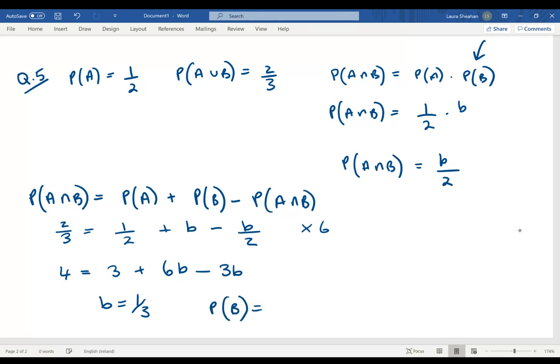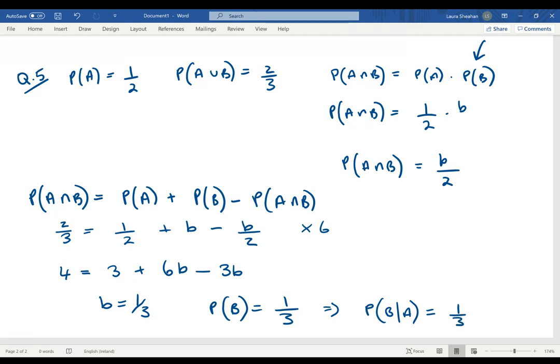So the probability of B is 1/3. And because the probability of A has no effect on the probability of B, the probability of B, given that A has already happened, is also 1/3.